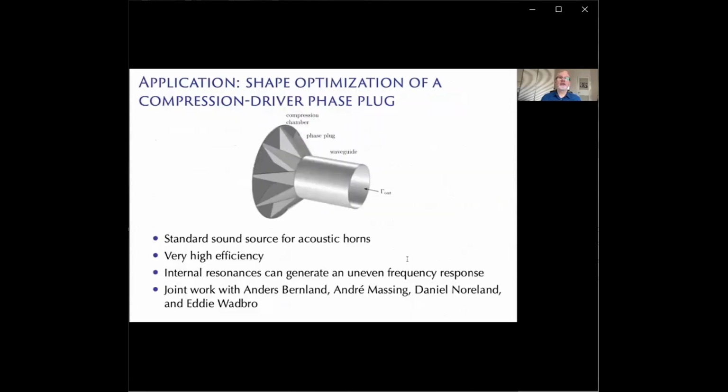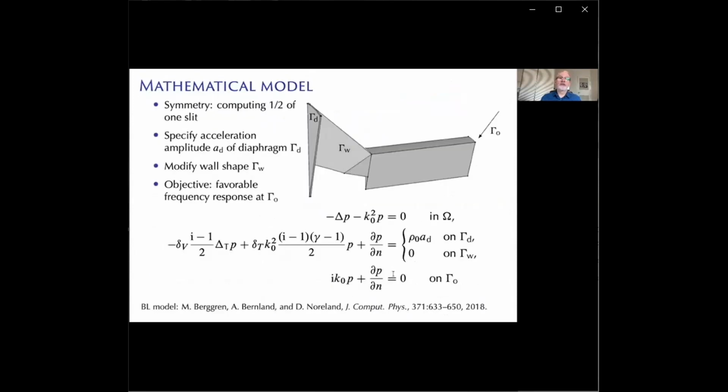We have used the shape derivatives that came out of such an analysis to optimize the shape of a so-called phase plug of a compression driver. A compression driver is a standard sound source for acoustic horns used in outdoor live audio settings. The interior of the driver is tricky to design to avoid resonance and interference effects. The mathematical model is the Helmholtz equation for the acoustic pressure, complemented with a somewhat complicated boundary condition modeling viscothermal boundary layer losses.